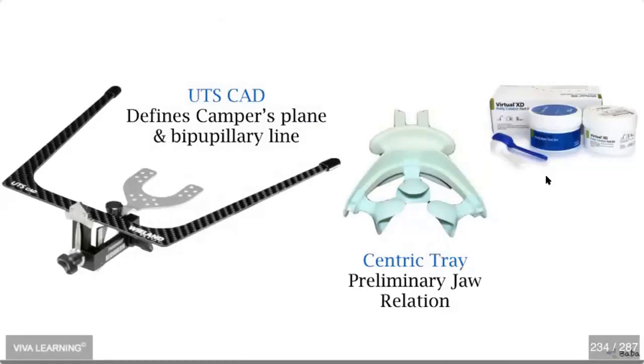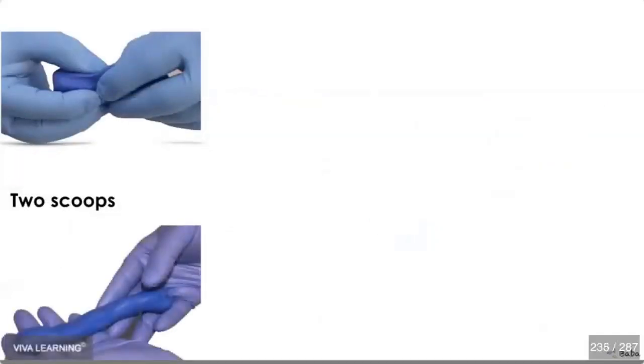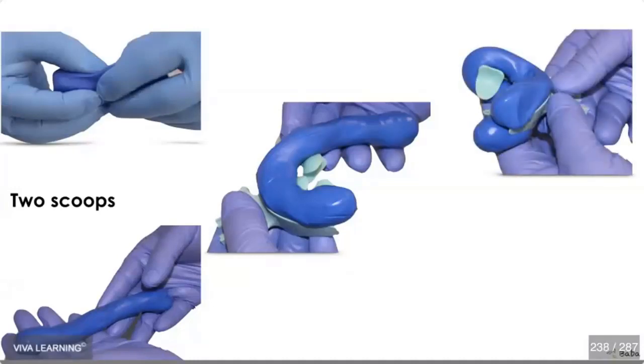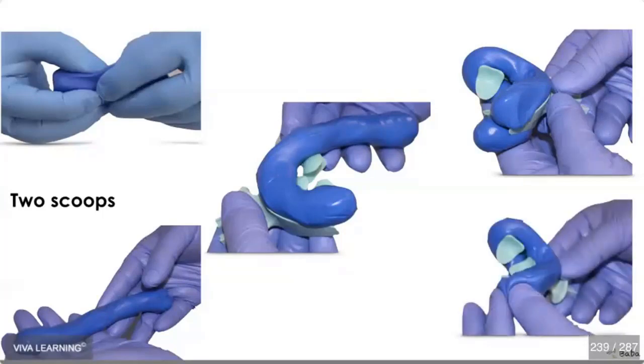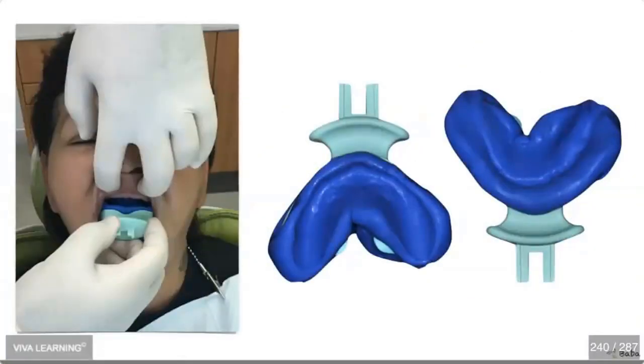At that stage, you take some putty, 2 scoops of the putty base and catalyst, mix them together and make a hot dog. You take it and put it on the centric tray on one arch, and then you do the same on the opposing arch. Then you put the material together, go intraorally, and have the patient bite at the tentative vertical dimension that you've established.